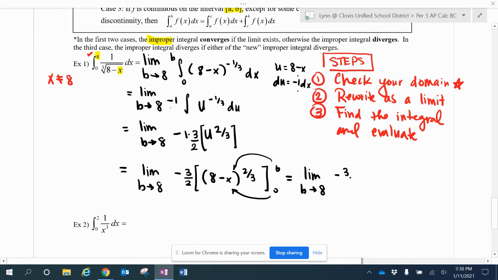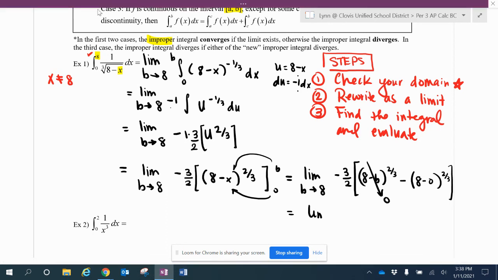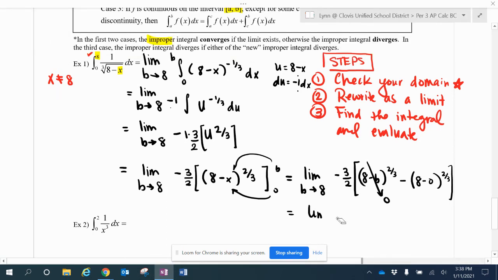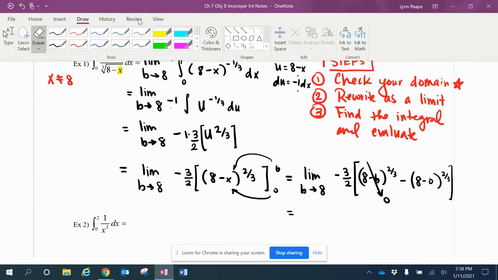So I have negative 3/2, and then I would have (8 minus b) to the 2/3, and then minus (8 minus 0) to the 2/3. There we go. So then as b approaches 8, I would have 8 minus 8, which is 0. So this will approach 0. And so then what would that be? Oh, I guess I don't have any more limit. So let me erase that.